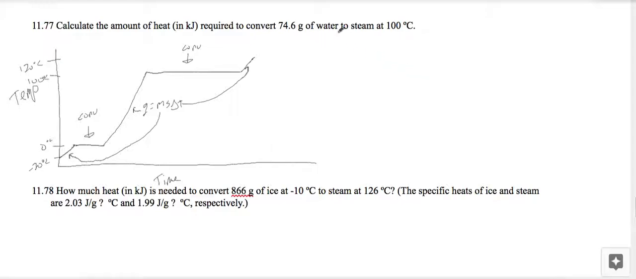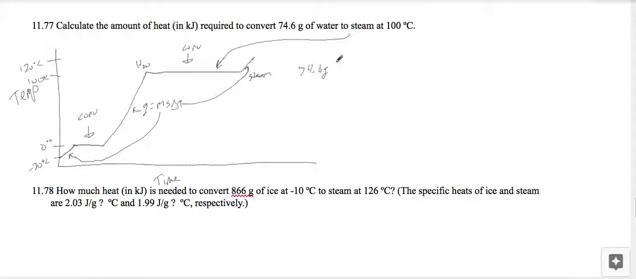So if we have water to steam at 100 degrees Celsius, the only part of this entire sequence of events that we're doing is this one right here. We're not changing the temperature. All we're going is from 100 degree water, which is right here, to 100 degree steam, which is right here. So we can do a conversion.